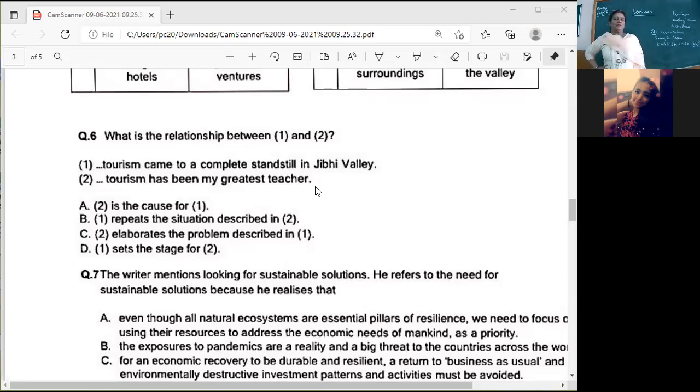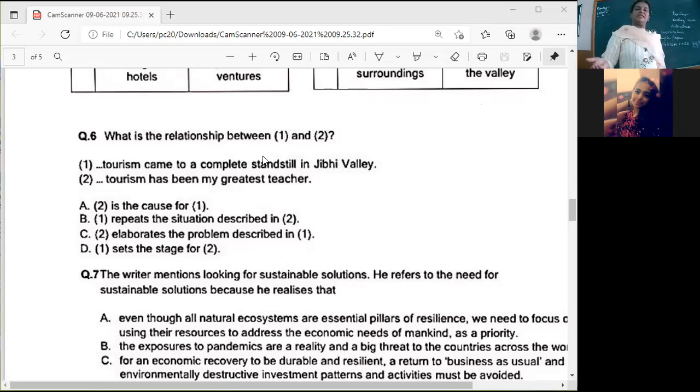Yes? Which one? So if you want to, you can look at the passage also. Find out the sentences and all. Yes, anyone giving me the correct answer? Yeah, it is one sets the stage for two.